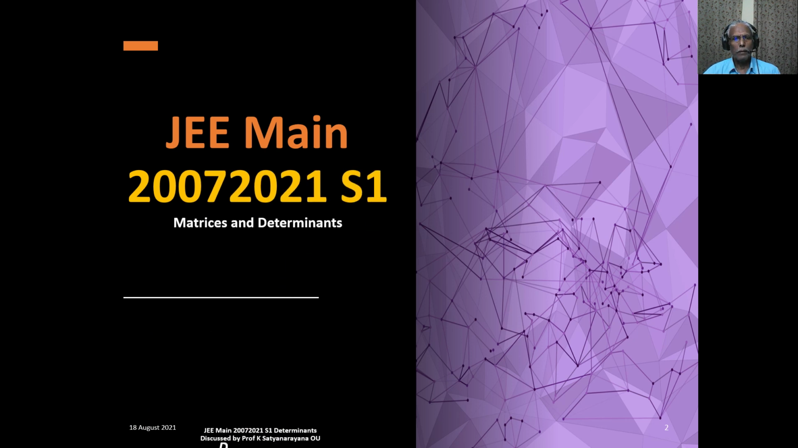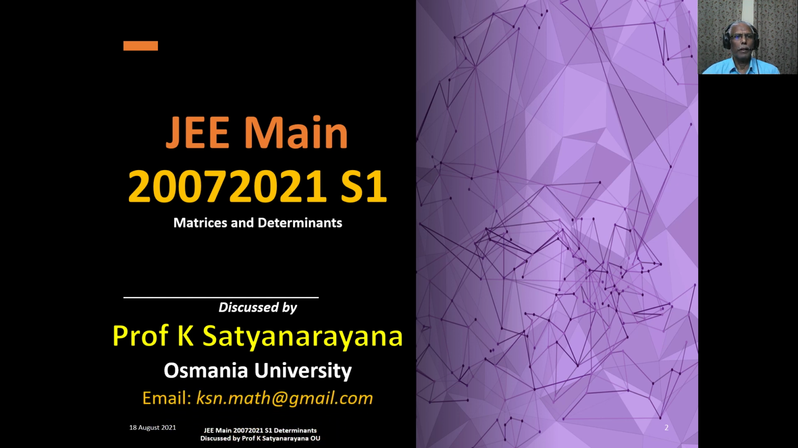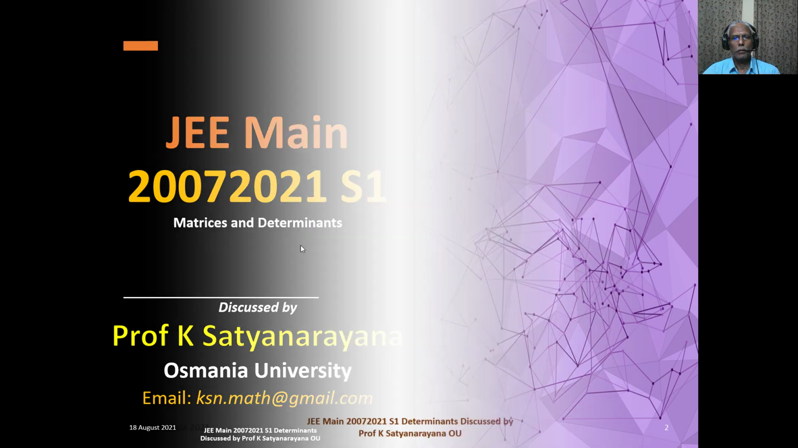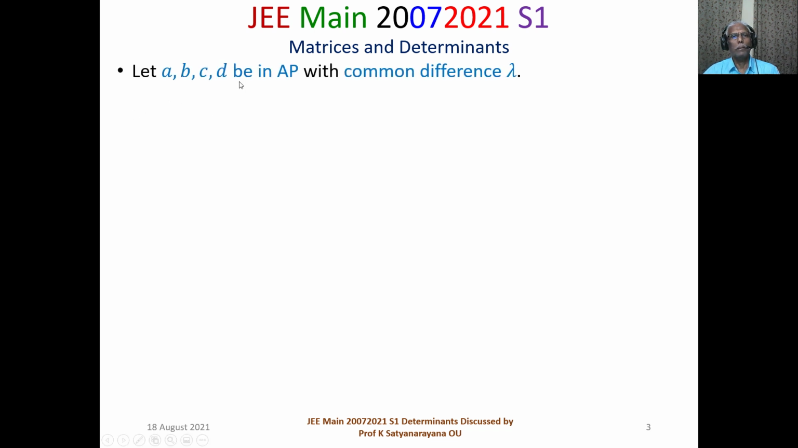We now state the problem and discuss its solution. This question has appeared in a JEE main exam held on 20th July 2021 in the morning session. The statement of the question is: let A, B, C, D be in arithmetic progression with common difference lambda.